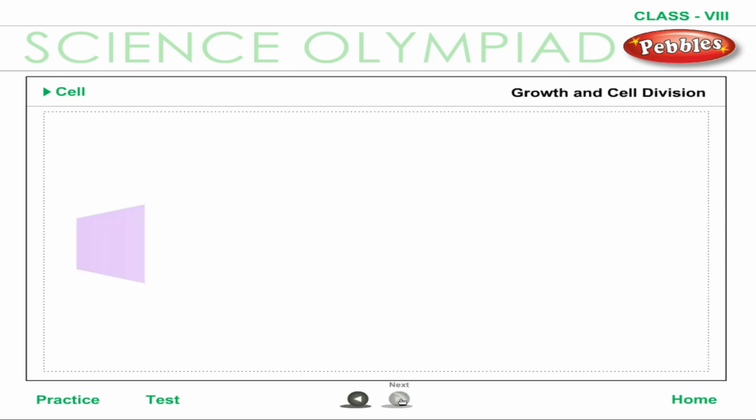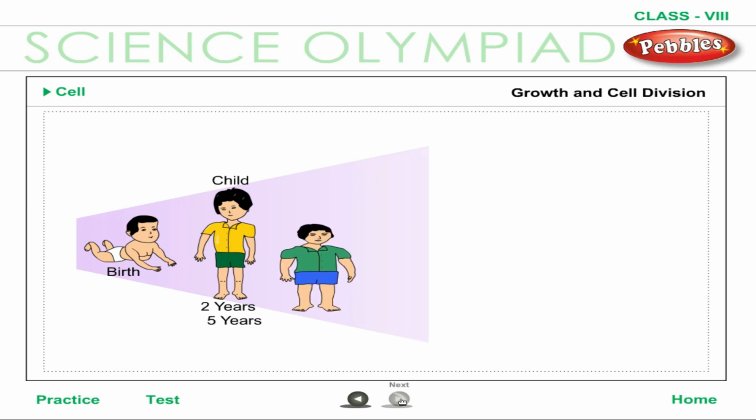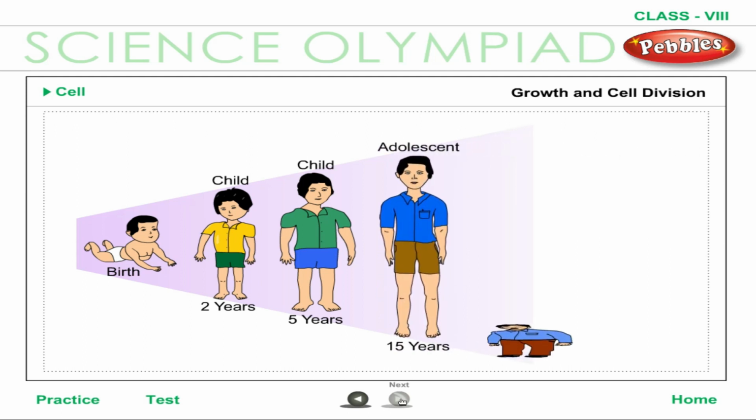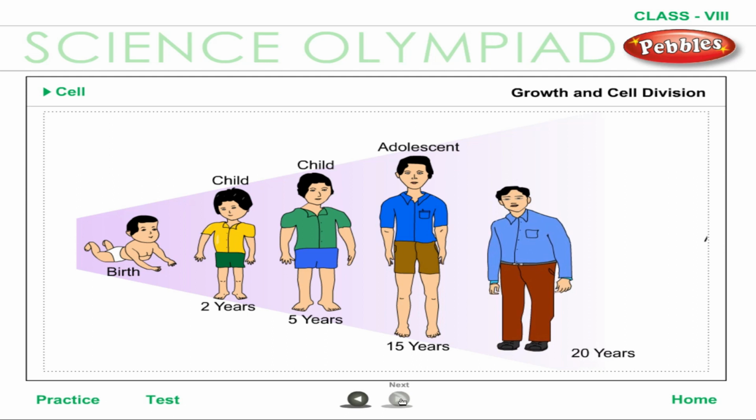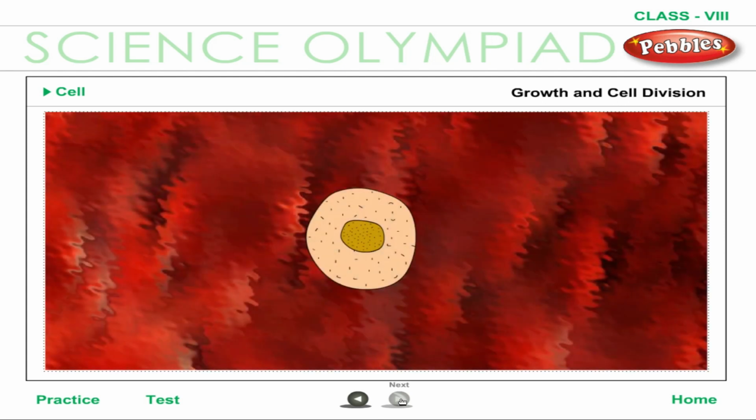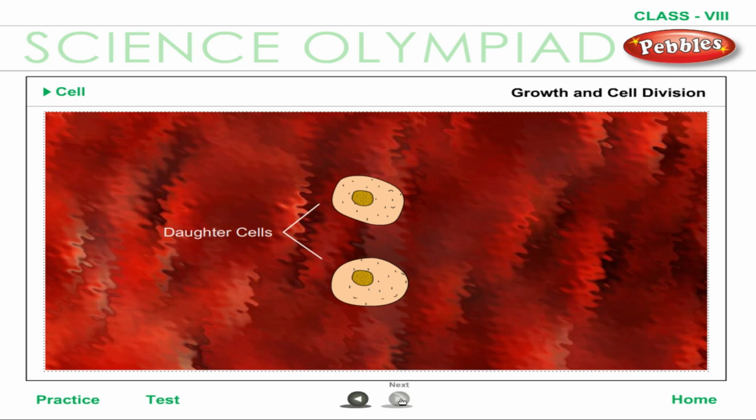Growth and cell division. Have you ever wondered how a small baby grows into an adult? Growth in living organisms occurs as a result of increase in the number of cells in the body. The process by which cells reproduce is called cell division. During cellular division, the nucleus divides first and then division of cytoplasm takes place. During nuclear division, the nucleus enlarges and the nuclear membrane disappears. This is followed by the splitting of the nucleus into two halves. The two halves are called daughter nuclei.